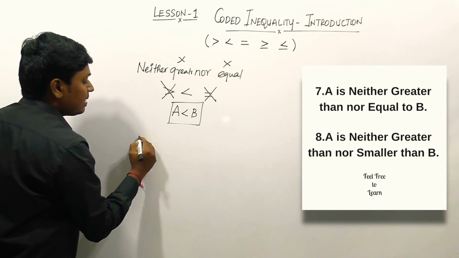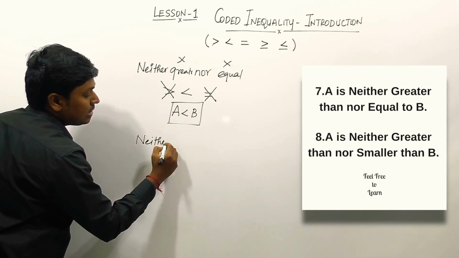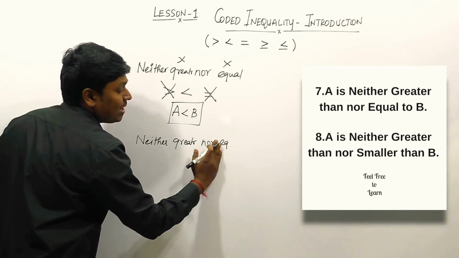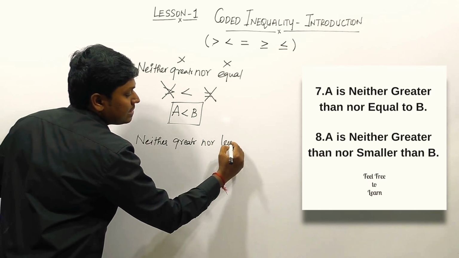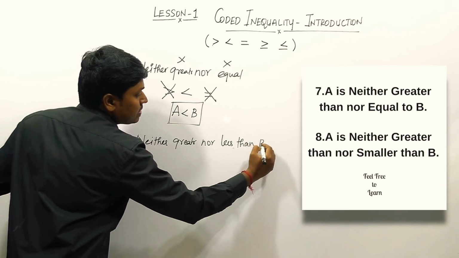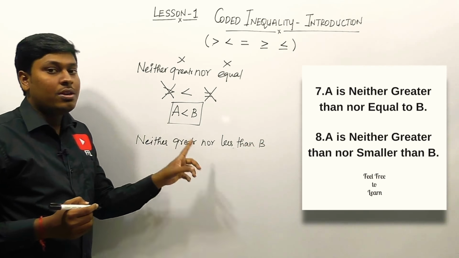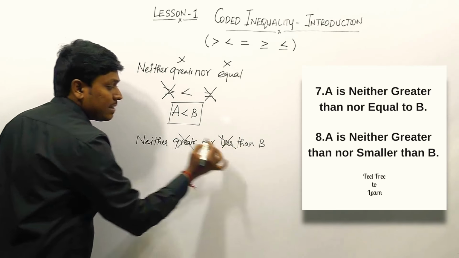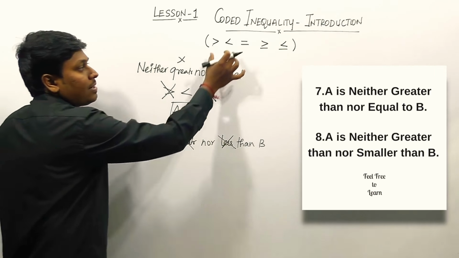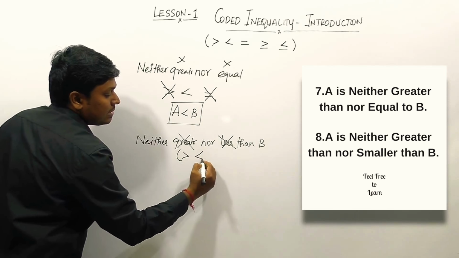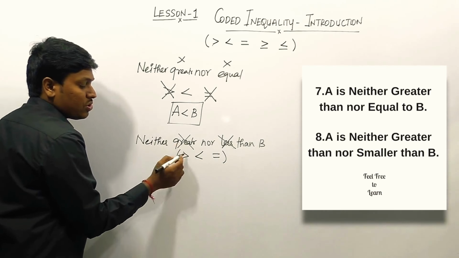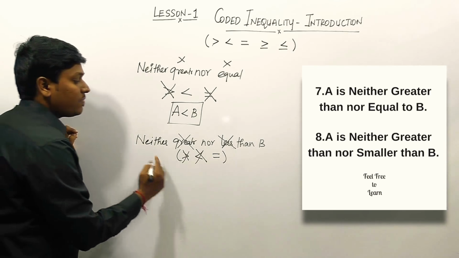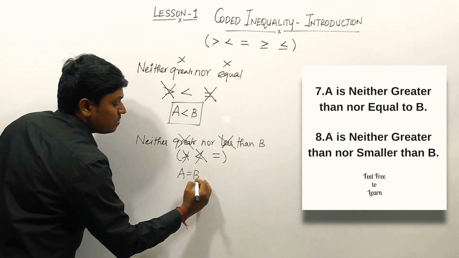A is neither, listen carefully friends, A is neither greater nor lesser than B. So friends, the meaning of neither nor, you should not consider both the words. So you should not consider greater and also you should not consider lesser. And we already know that there are three common symbols: greater than, less than and equal to. So you should not consider greater than and you should not consider less than. So finally, the answer for this question is A is equal to B.